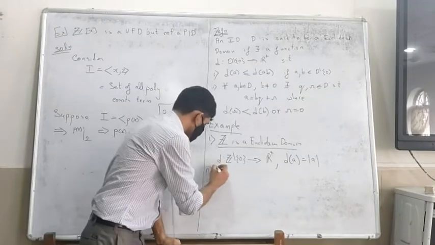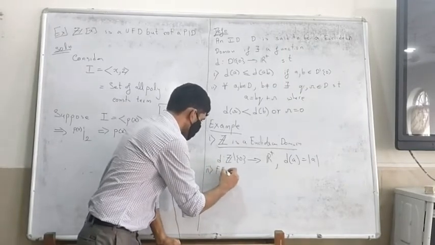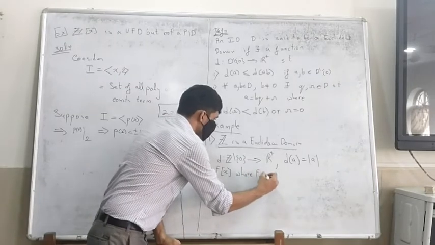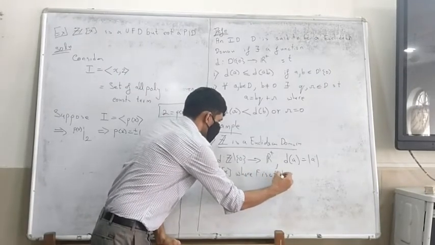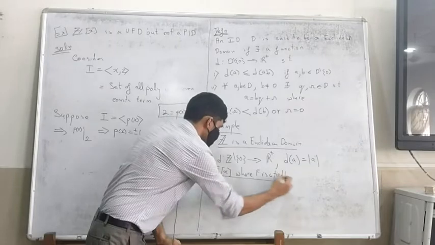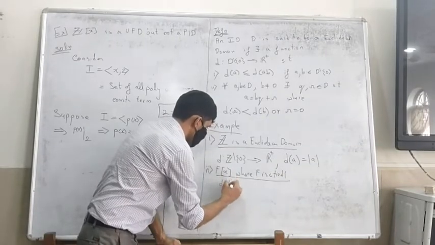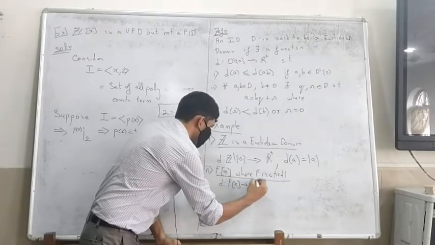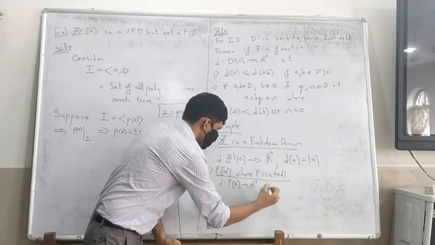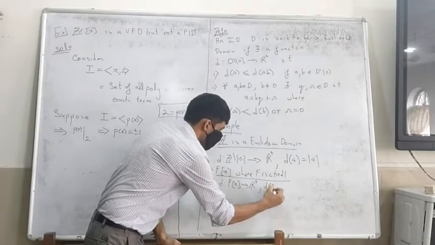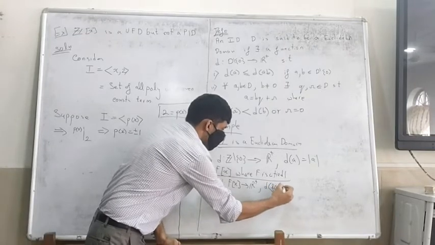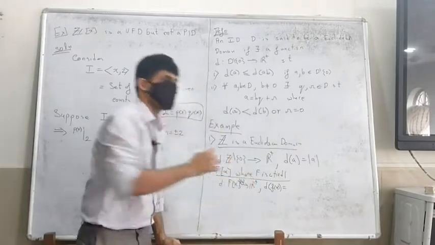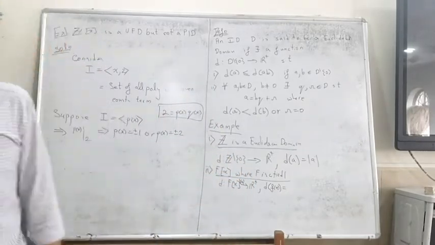The other one is F[x], where F is a field. In this case, what is the measure? Can anyone tell me? D of any polynomial f(x), what will we take it to? Difference 0, very important, otherwise it won't work.